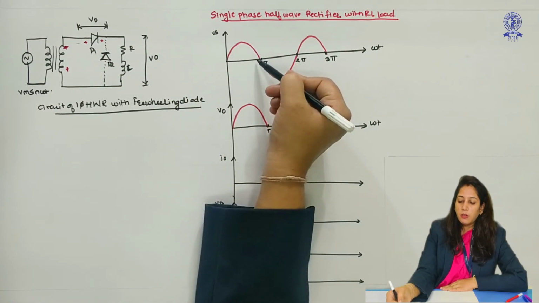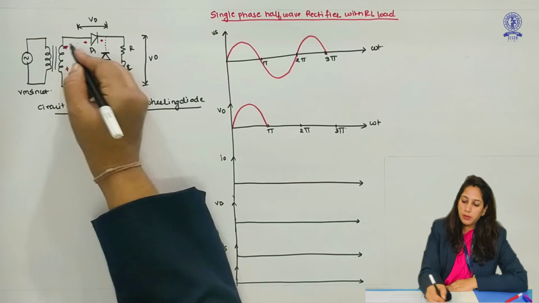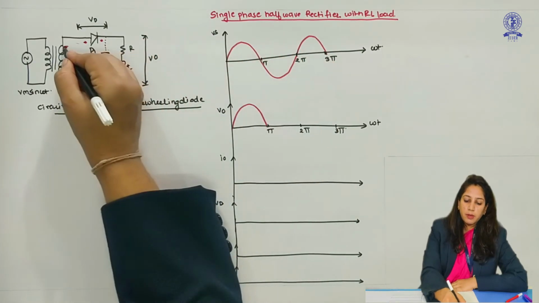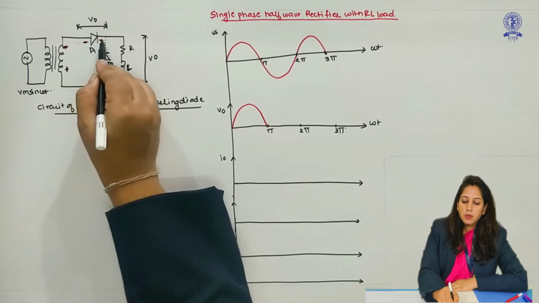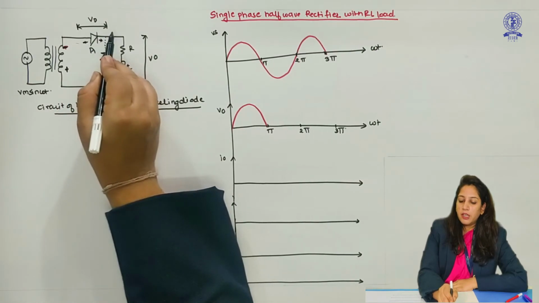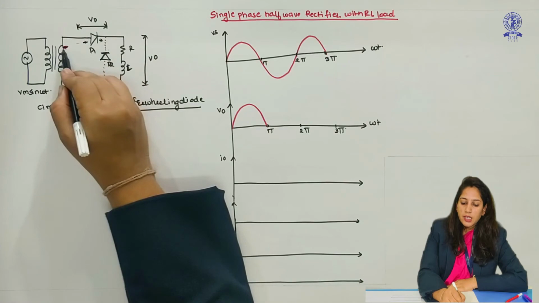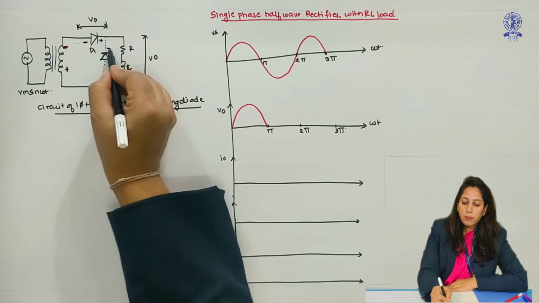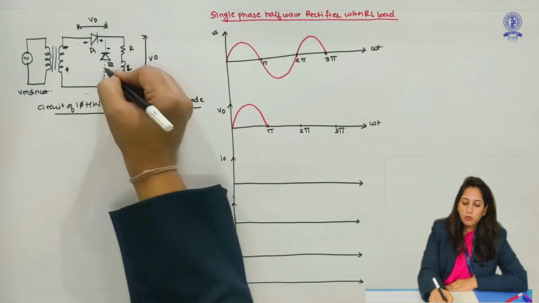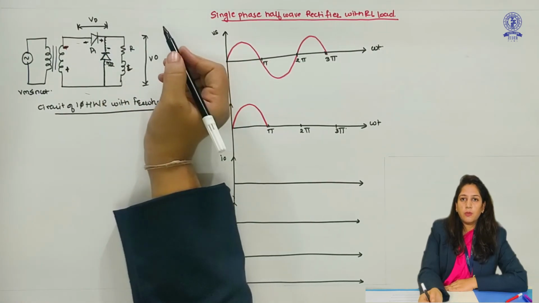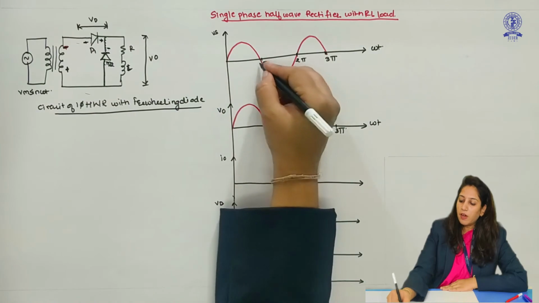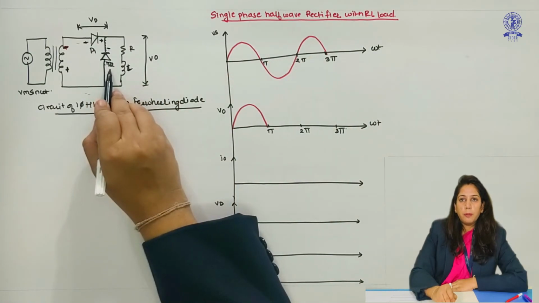But what will happen in the negative half cycle? Whenever it is in the negative half cycle, with minus and plus reversed, diode D1 will be reverse biased, and negative voltage will be present here and positive voltage there, so this diode will be in conducting state now. So for the negative half cycle only, diode 2 will be conducting, and this is called a freewheeling diode.